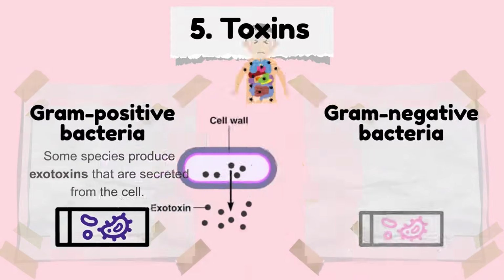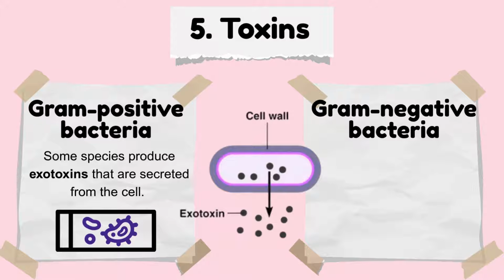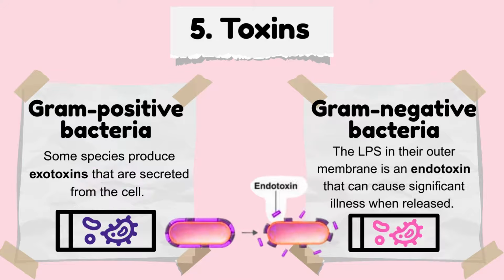Toxins. Some species of gram-positive bacteria produce exotoxins that are secreted from the cell. The lipopolysaccharides in the outer membrane of gram-negative bacteria are an endotoxin that can cause significant illness when released.